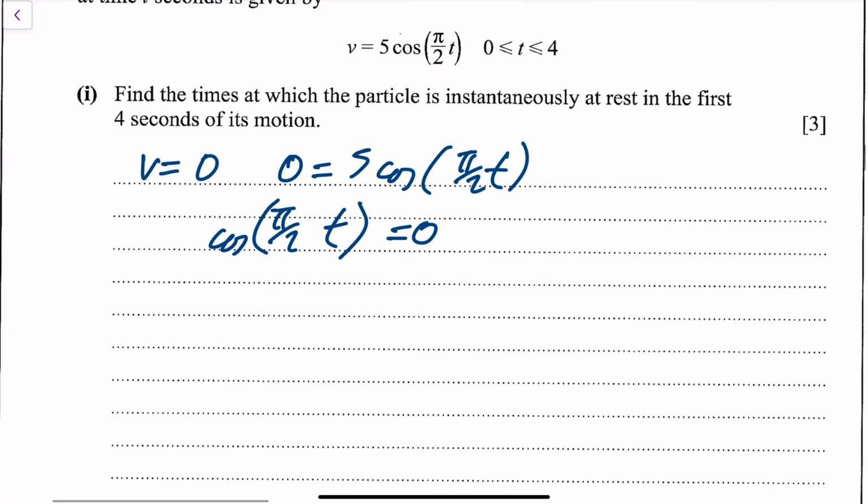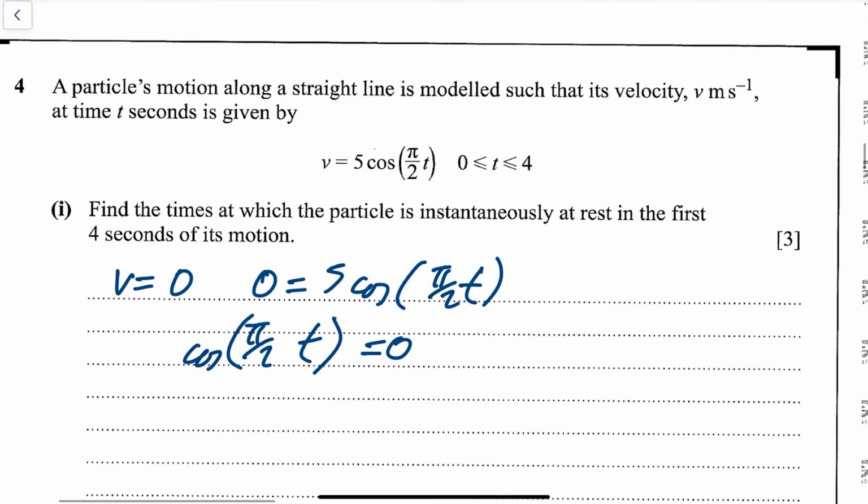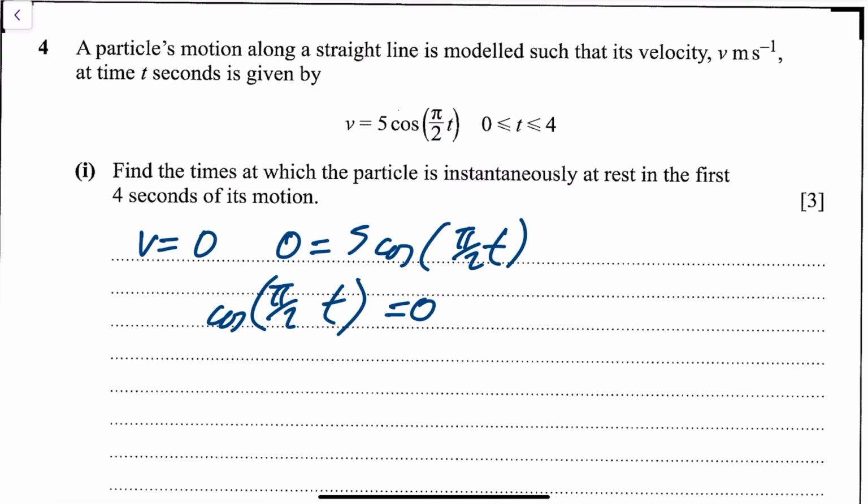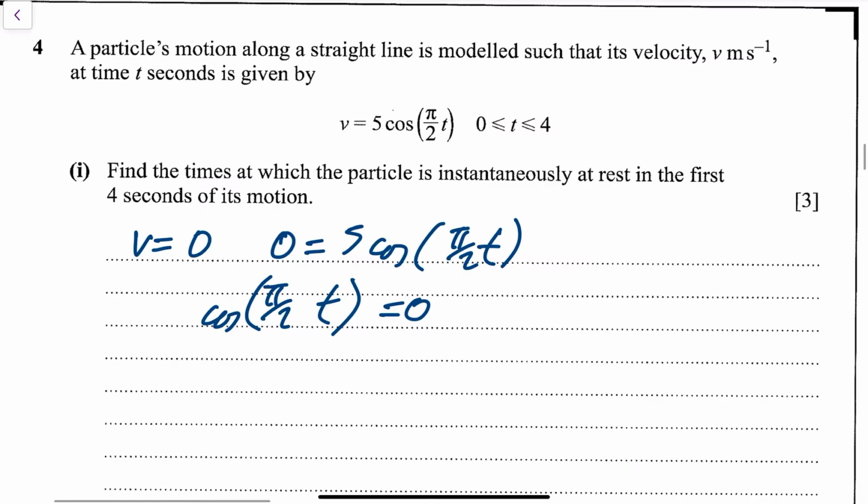Okay, so here cos is equal to 0. Note we're going to be using differentiation here, so we're going to have to do this in terms of radians. Now the clue is in this as well. We're going to change our range. It was t from 0 to 4.